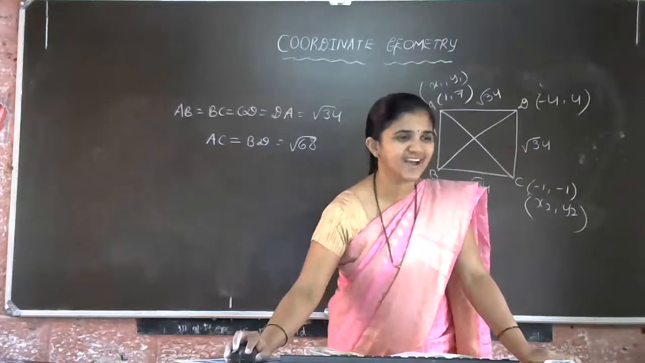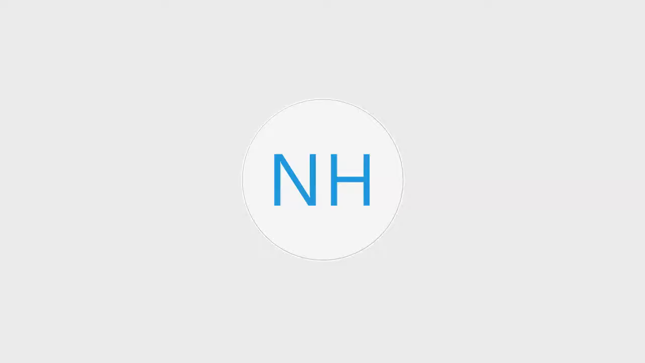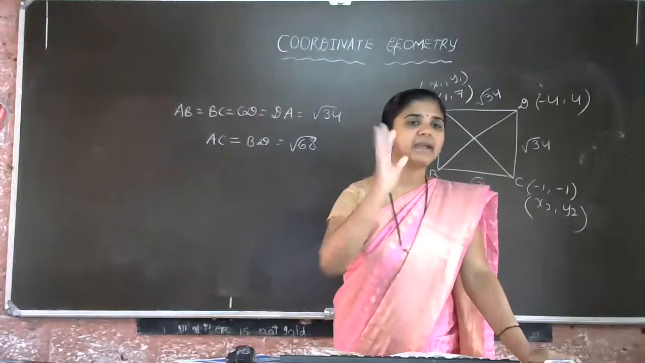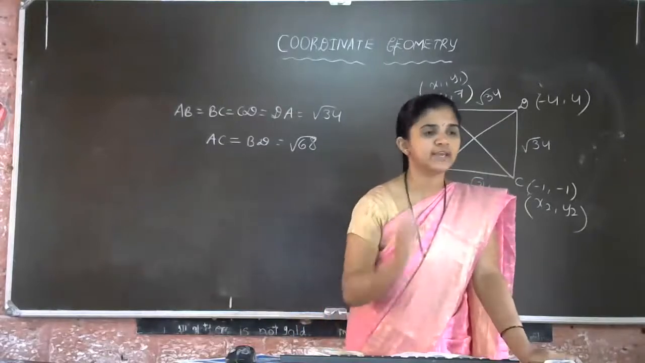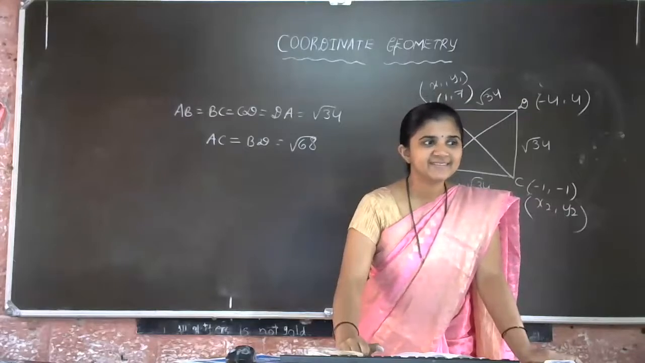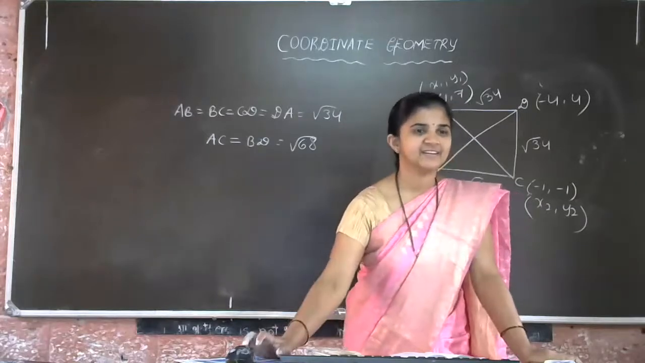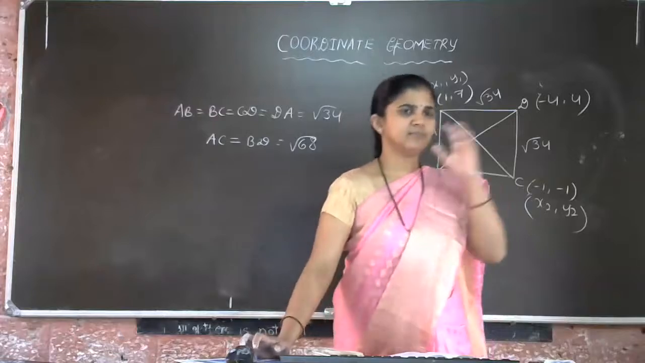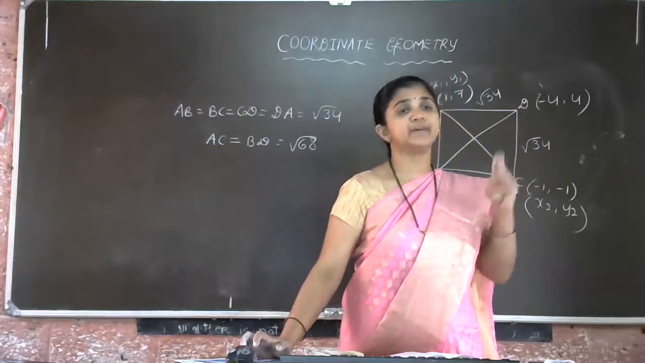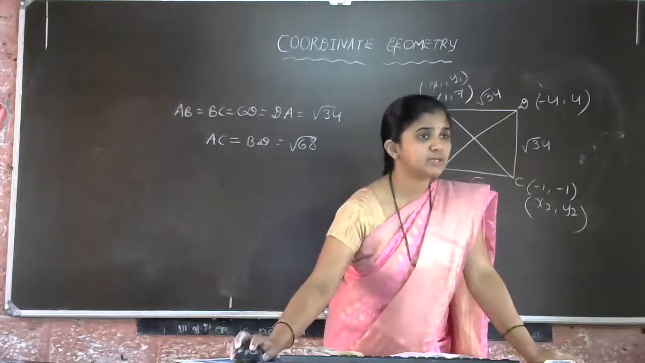Yes, Nutan. Non-collinear, then only they are triangles. You say non-collinear, but how do you show the non-collinear condition? Nutan has given the correct answer: the 3 vertices, the points, are non-collinear. Collinear in the sense all the 3 points lie on the same line, no?